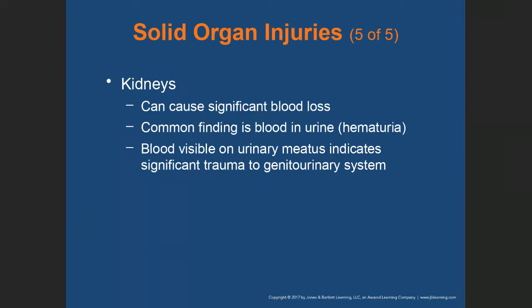Kidneys can cause significant blood loss. Common finding is blood in the urine. That's referred to as hematuria. Blood visible on urinary meatus indicates significant trauma to the genitourinary system.